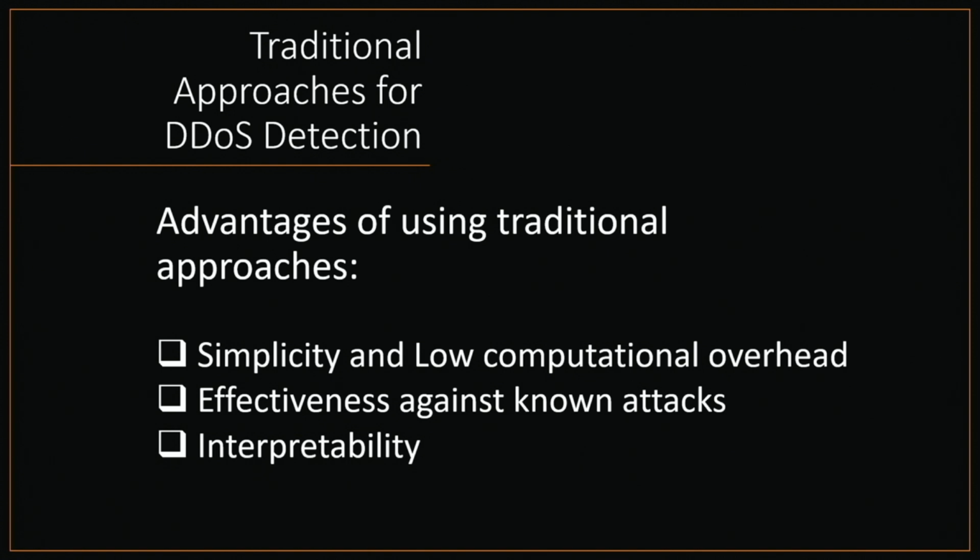I mean, there are some good things about traditional approaches. They're simple, and they do not need a lot of computational overhead. You can actually put them in an edge device, and it'll be much easier than other crazy neural networks. They're effective against known attacks. If an attack is known, they'll do well. You can interpret them much more easily compared to, again, huge neural networks.